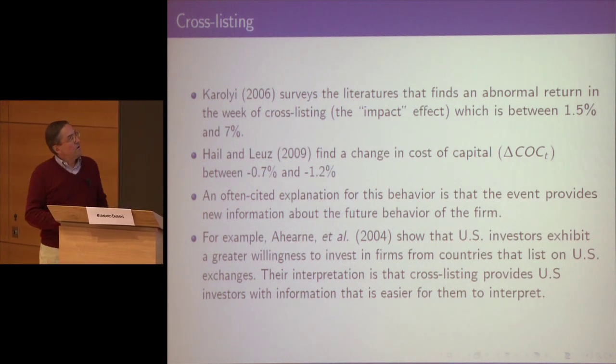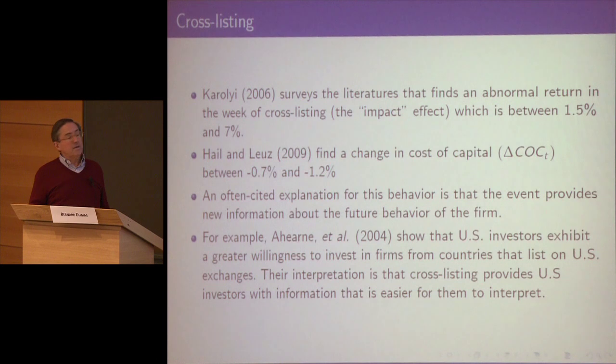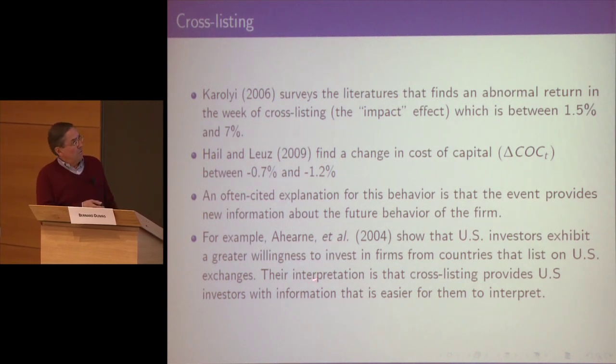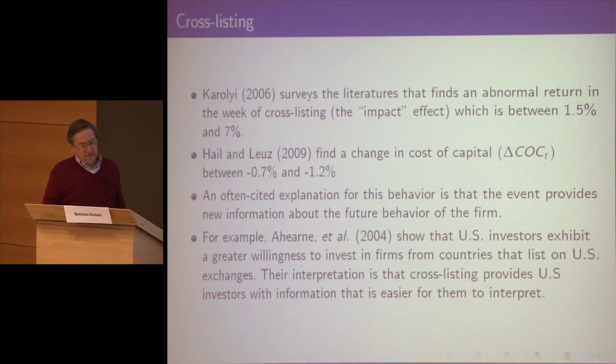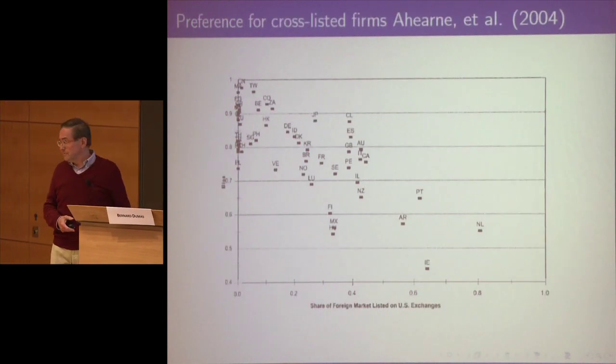I want to show you a diagram which is especially telling on the impact of cross-listing on portfolio choices of people. It's in the paper by Ahern, Warnock, and the third author, whose name I should have written down, and I forgot, in the Journal of Finance 2004. This is for US portfolios for various countries, other countries of the world.